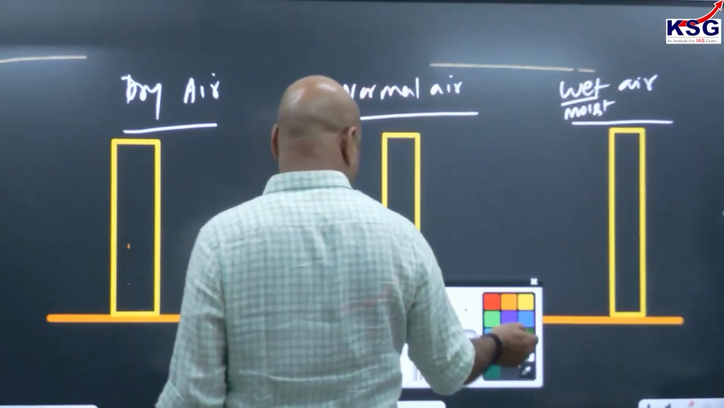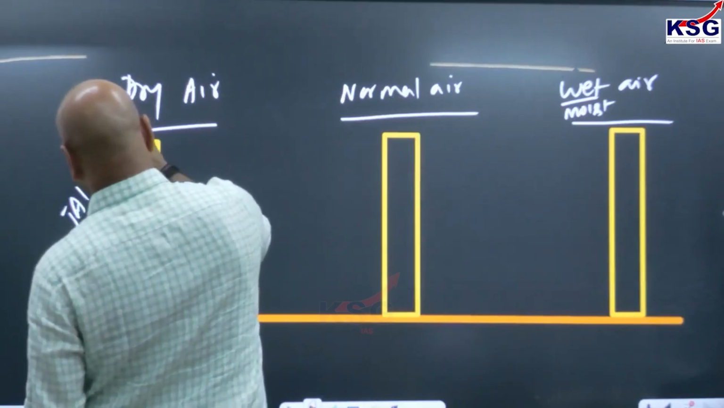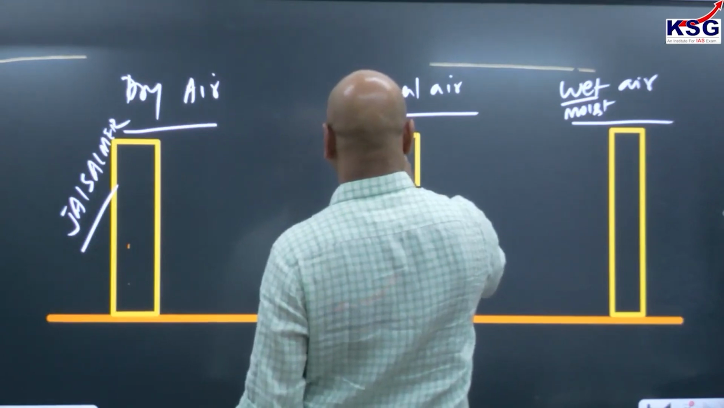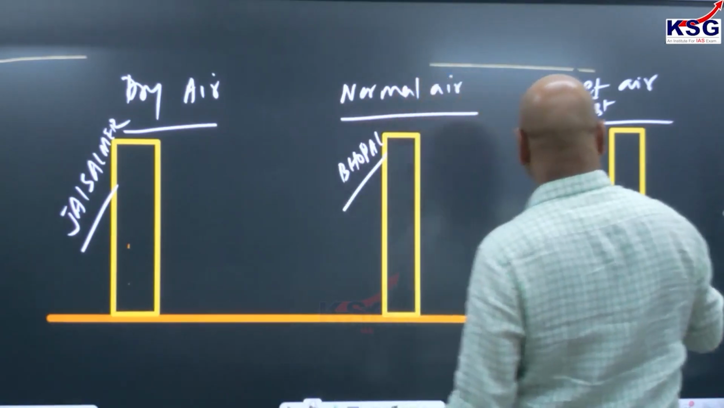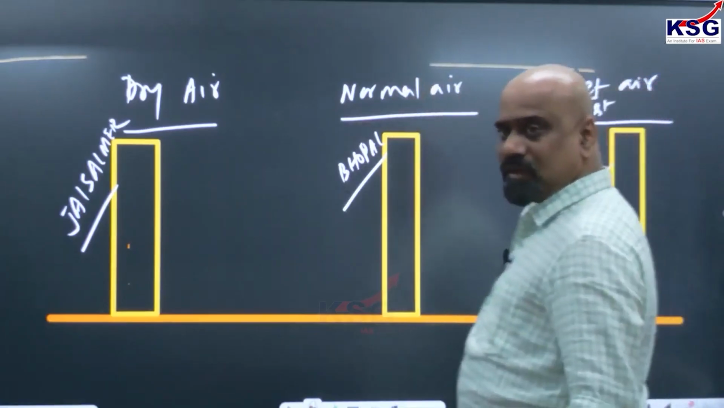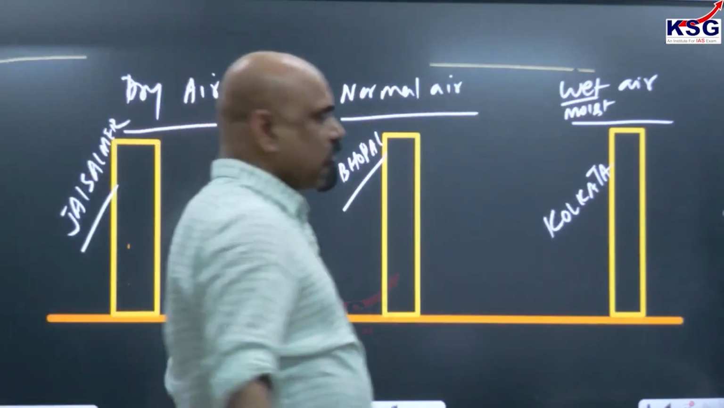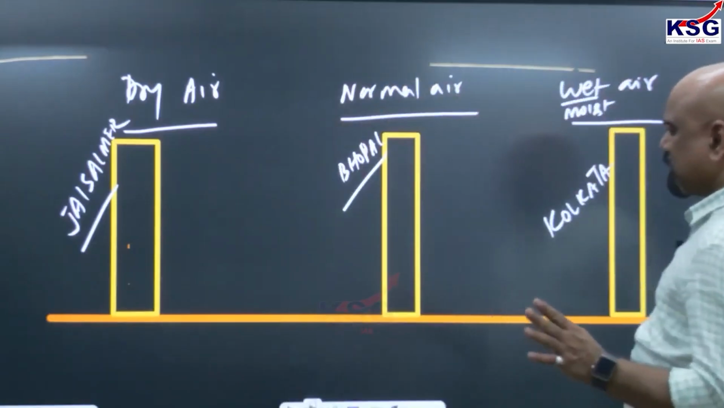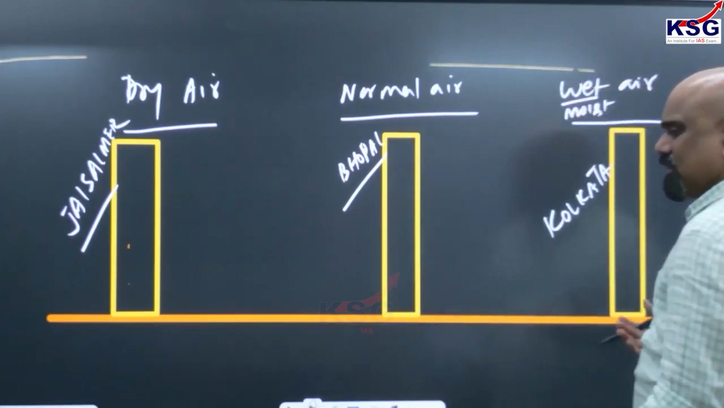Three places, let us say, A, B, C, instead of that I write names. Let us say you are at Jaisalmer, here at Bhopal, and here someone at Kolkata. Jaisalmer, Bhopal and Kolkata, three places I am saying. At one place you have dry air, we have normal air, and at Kolkata you have moist air, let us say.